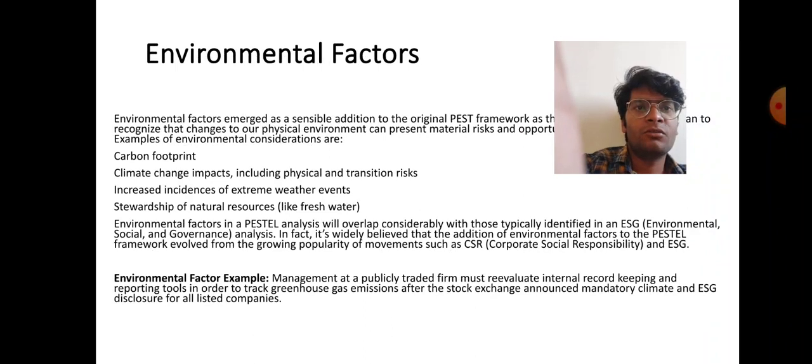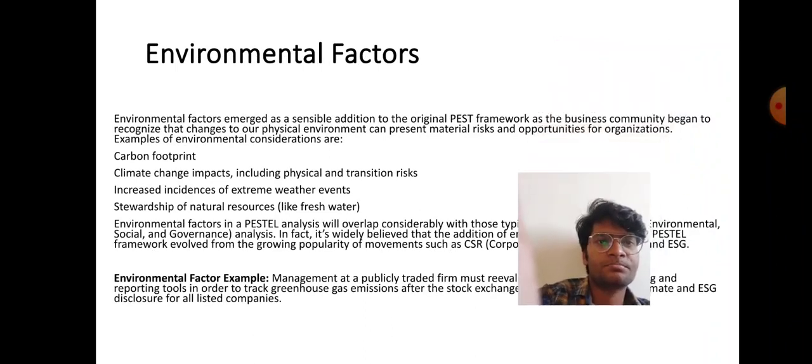Environmental factors. Environmental factors have emerged as a sensible addition to the original PEST framework as businesses began to recognize that changes to our physical environment can present material risk and opportunity for organizations. Examples of environmental considerations are carbon footprint, climate change impacts including physical and taxation and transition risks, increased incidence of extreme weather events, and scarcity of natural resources like fresh water.